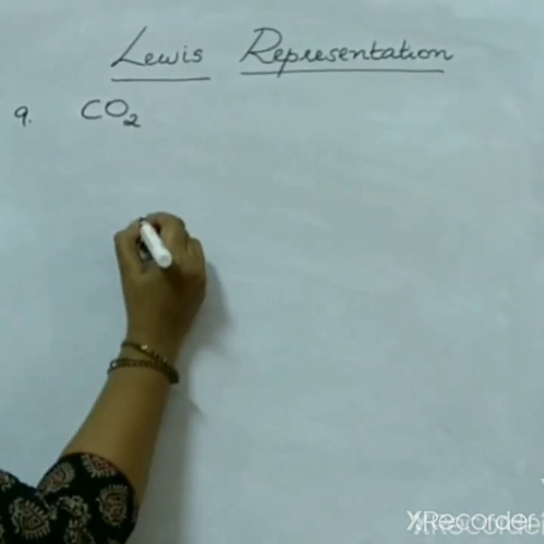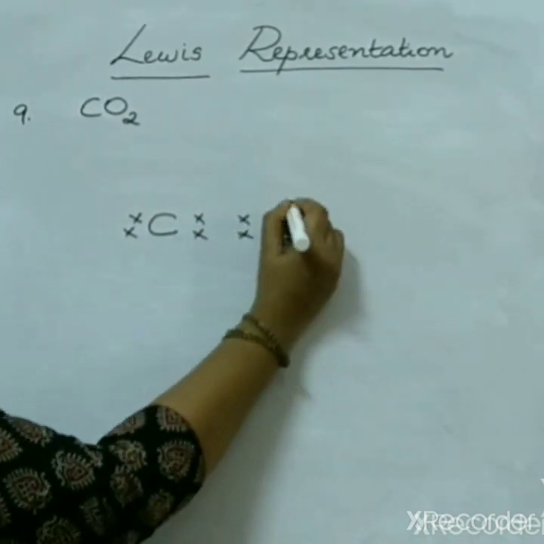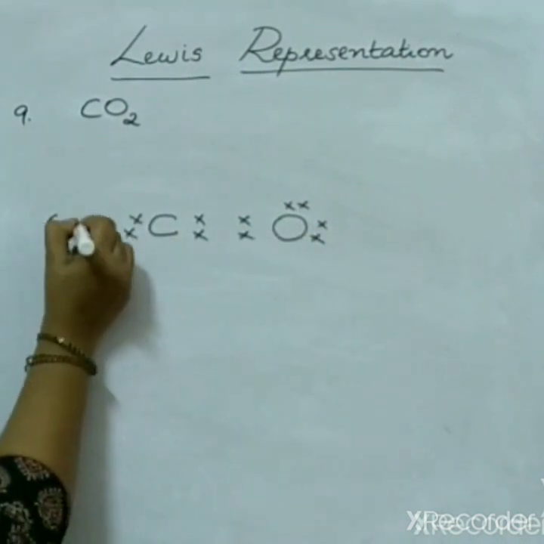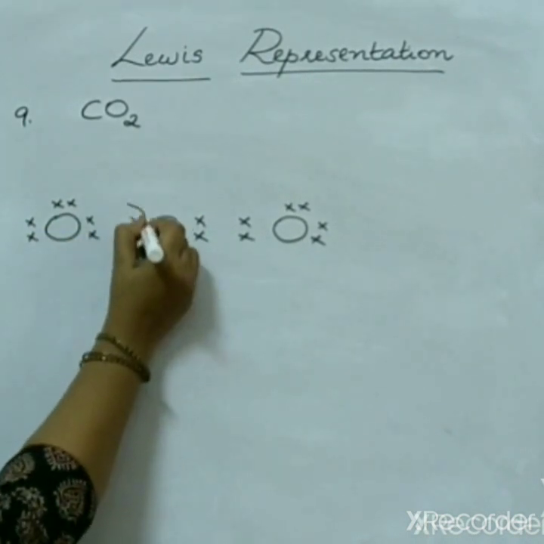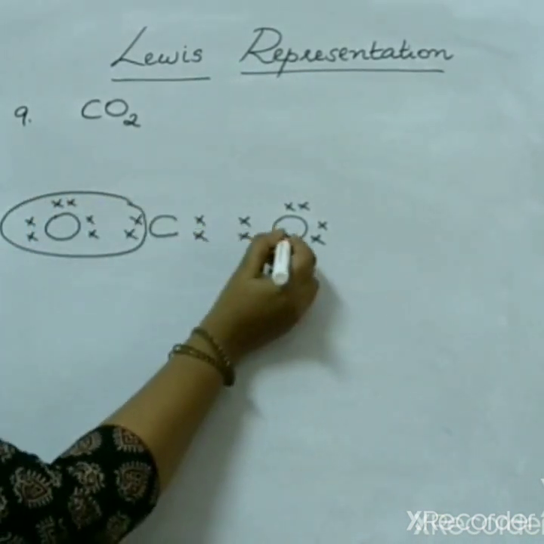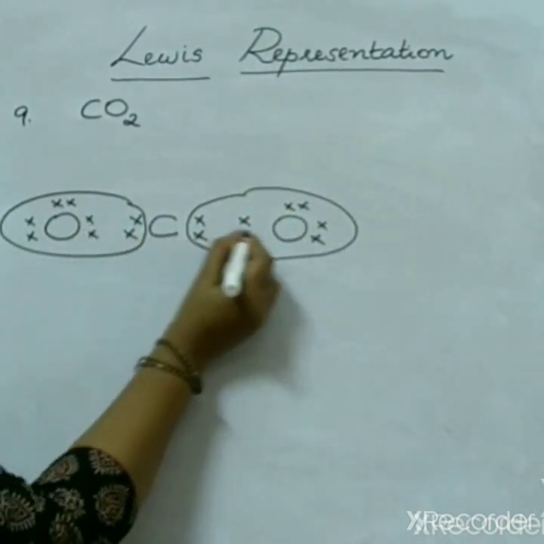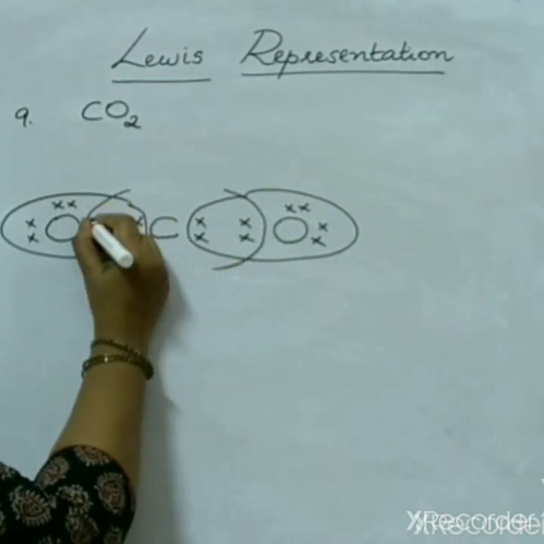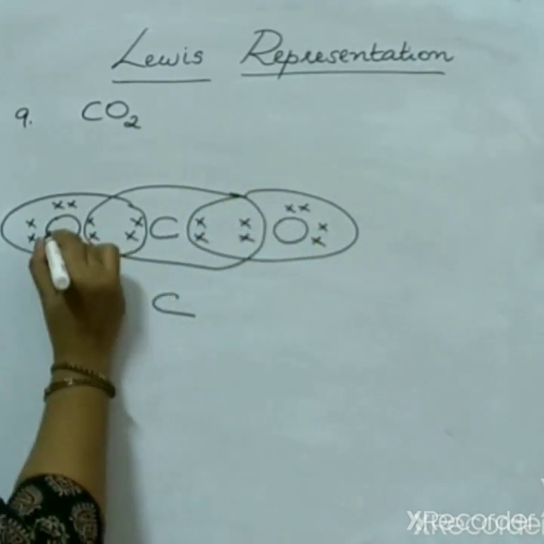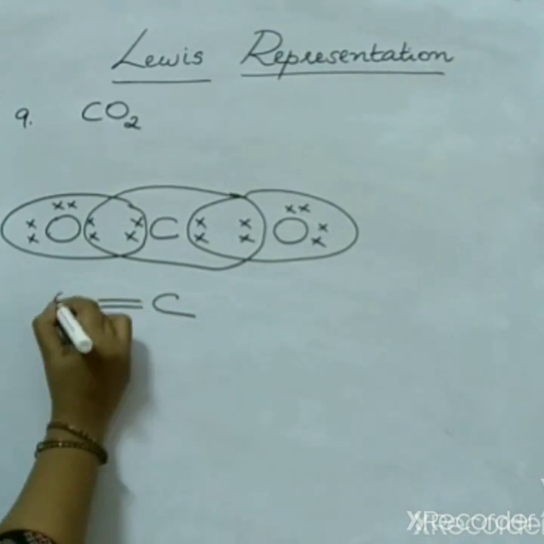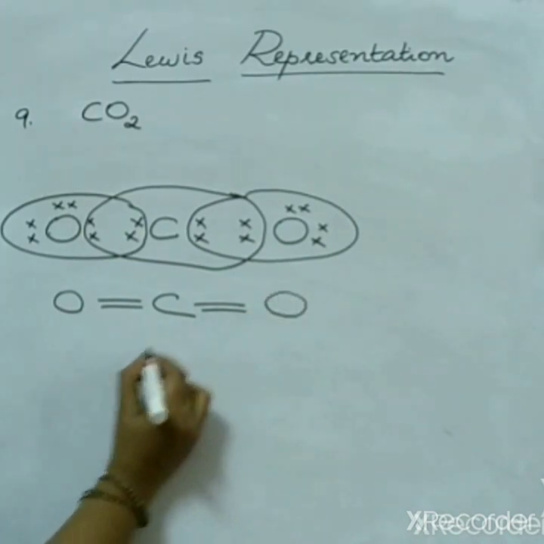Consider carbon dioxide. Carbon has 4 valence electrons. Each oxygen atom has 6 valence electrons. You can show carbon at the center and oxygen on either side of carbon. Each oxygen atom requires 2 more electrons to get octet configuration. Therefore, out of the 4 valence electrons present in carbon, 2 will be shared with 1 oxygen atom and 2 will be shared with the other oxygen atom. Carbon requires 4 more electrons to get octet configuration. So, 2 pairs of electrons will be shared between carbon and oxygen. So, a double bond is formed. Such 2 bonds are present in carbon dioxide.